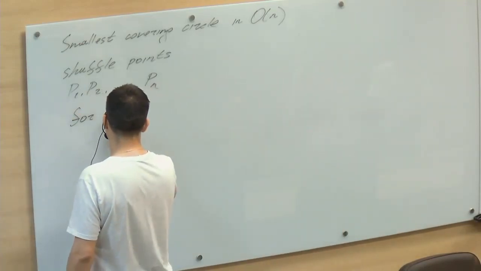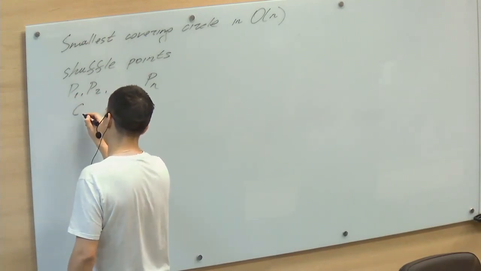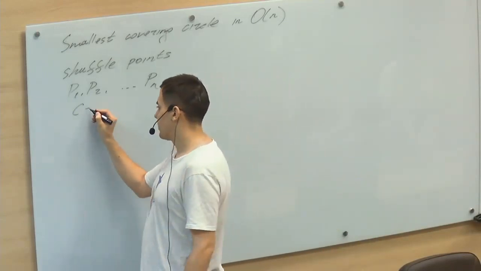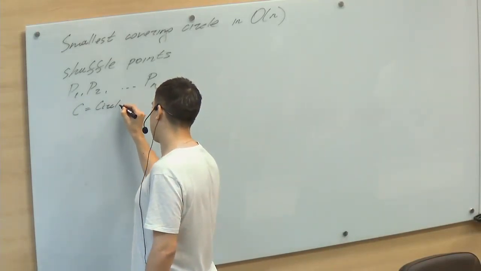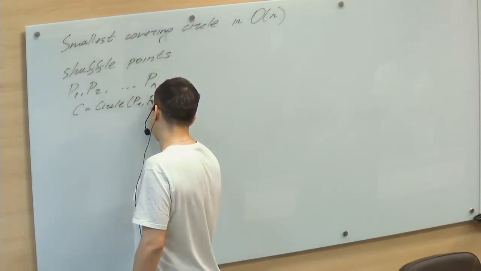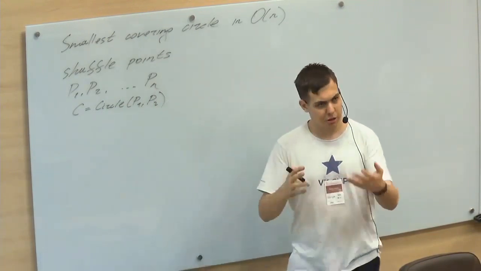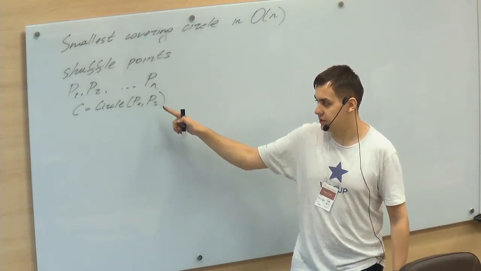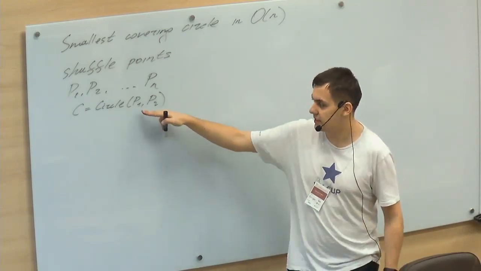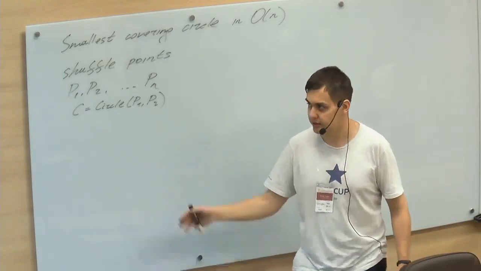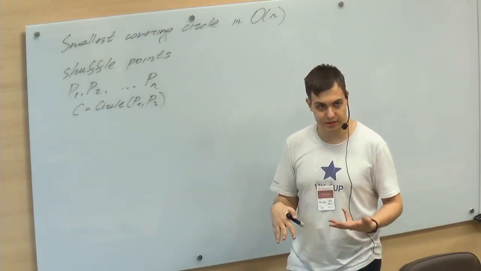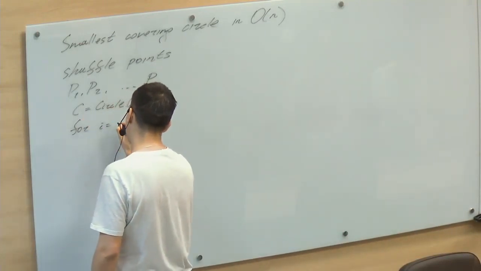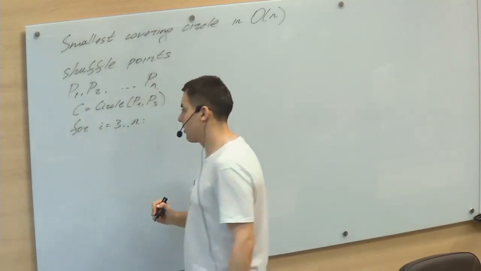So initially, let's just create the circle on the first 2 points, the circle on P1 and P2. The smallest circle that contains these 2 points is just a circle where the midpoint of these 2 points is the center, and the distance between these 2 is the diameter. So we'll add all points from 3 to n.